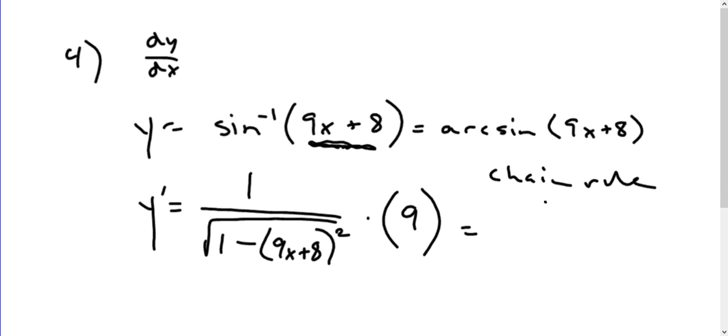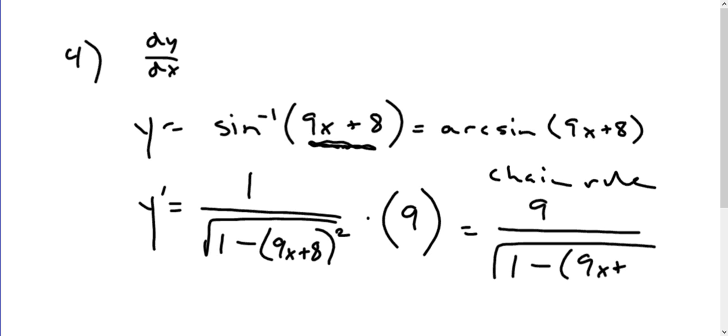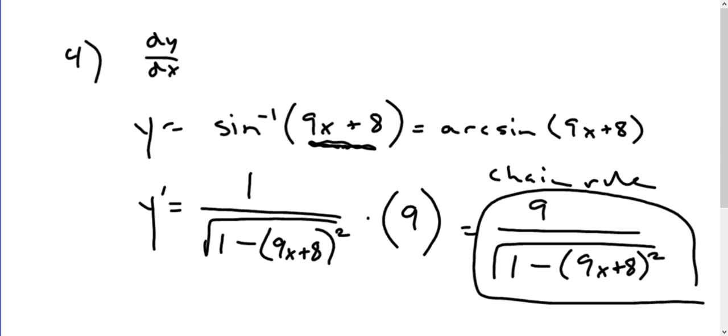We can obviously simplify this. It's not too bad. All right, 9 over the square root of 1 minus the quantity 9x plus 8, the quantity squared. We could simplify the bottom, but I'm not going to. That's our answer. So make sure we know our inverse trig. This will be very, very important.